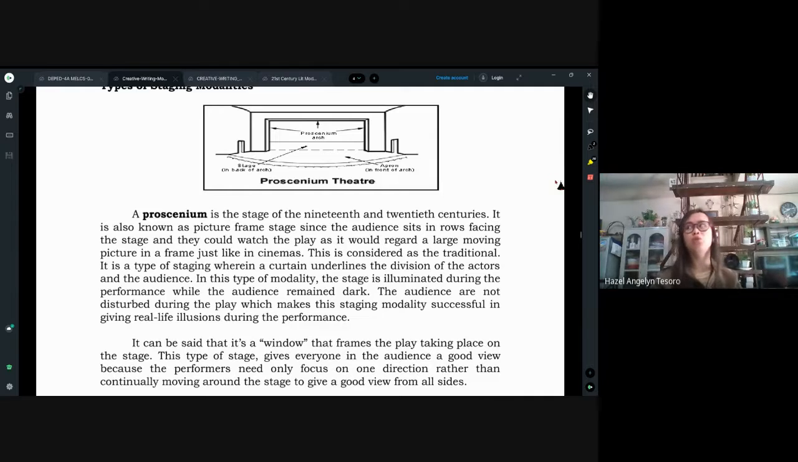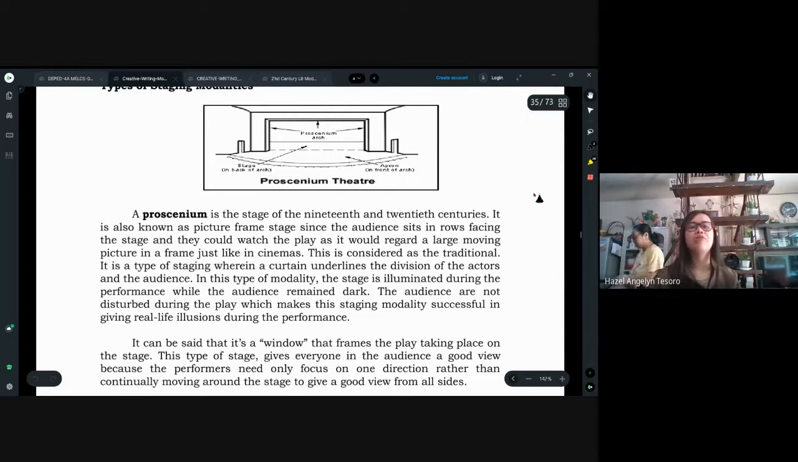So if you were able to visit EARTS, the URS Morong, the Eulogio Amang Rodriguez theater stage, parang ganyan, basta ganun, EARTS siya. So it has the same stage, the proscenium stage. So this is considered as the traditional stage.